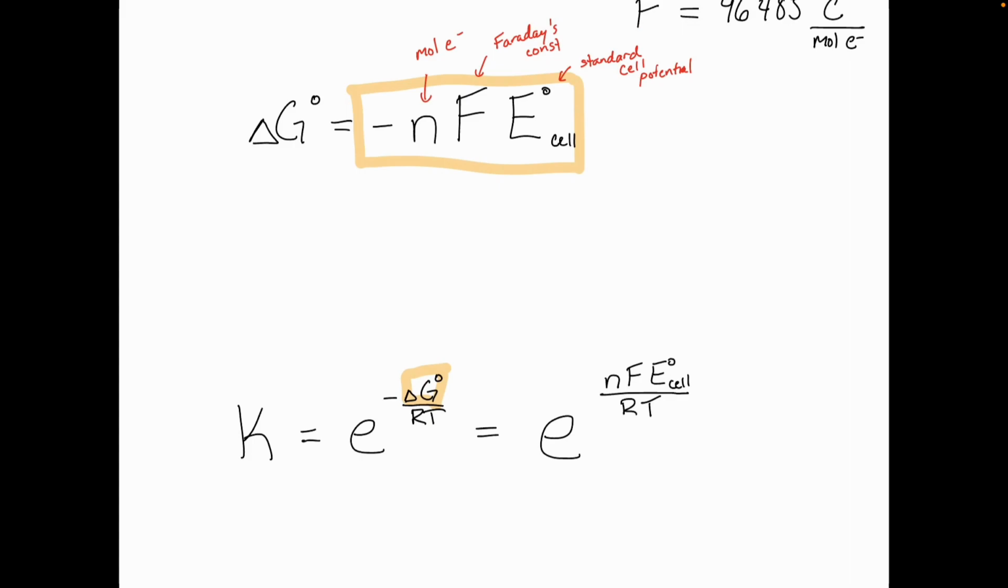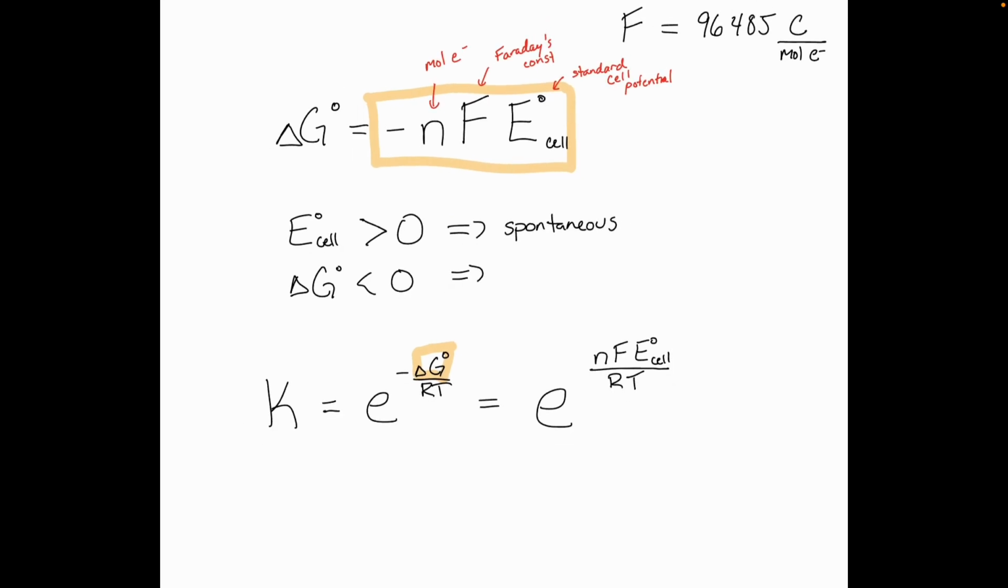All right, and so let's just summarize here. We said that if E naught cell was greater than 0, that means our reaction is spontaneous. That means that the delta G naught is what? Greater than or less than 0? Less than 0. Also means it's spontaneous.